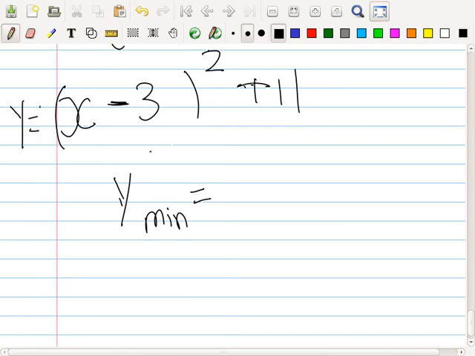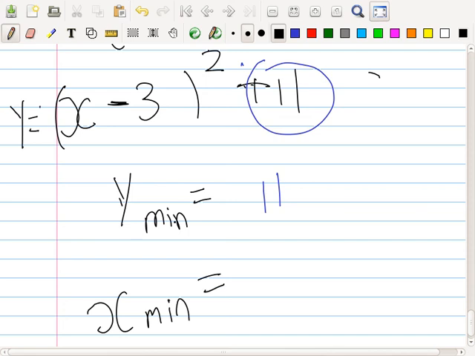Square. Thank you. So, this here is a square. Square numbers are always positive, right? What's the smallest it can be? It can be 0. So, the smallest y will be this number here. That's 11. I said the smallest is when this is 0. So what value of x will make that 0? 3, because 3 minus 3 is 0.